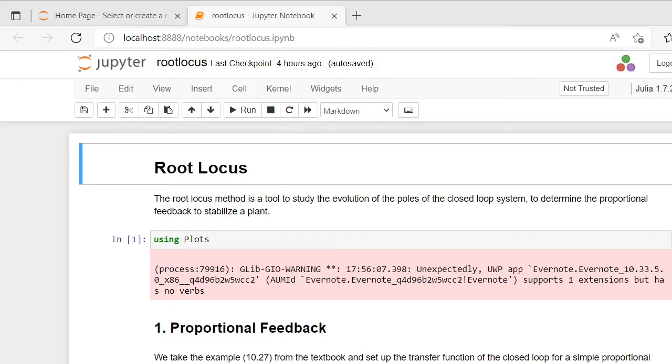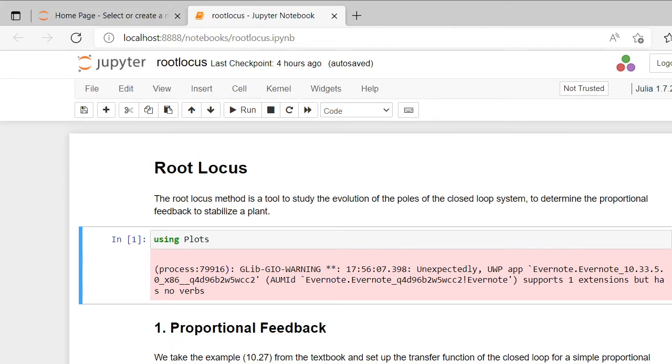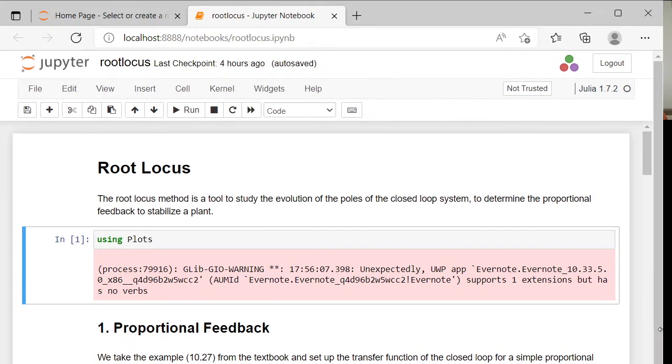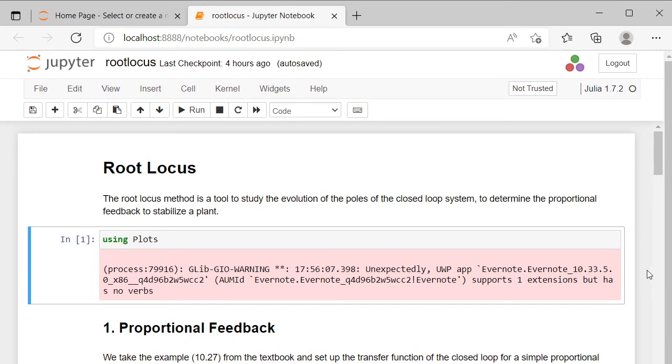Okay, so there we go. So I hope you see the Jupyter notebook. So here it is.